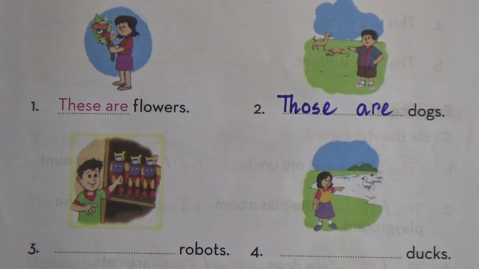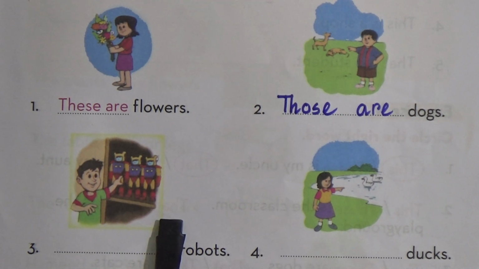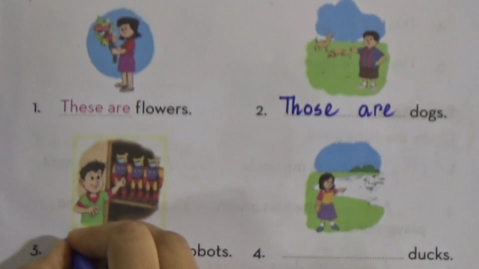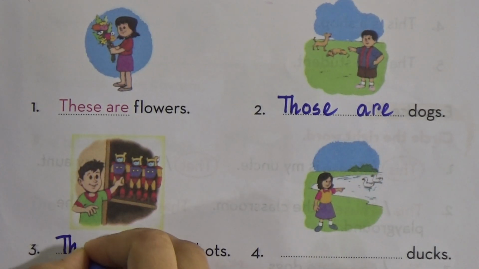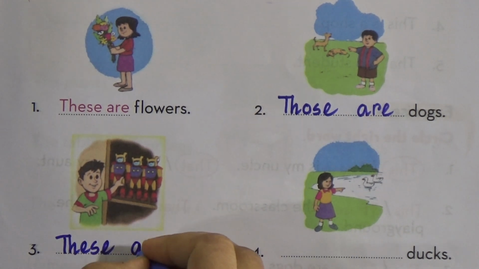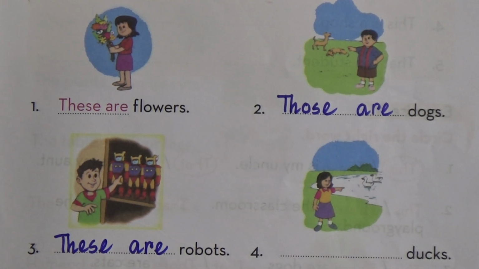Okay, now come to number 3. Here we can see some robots. The boy is pointing at the robots. Are the robots near to him or far away from him? Right, you are. These are near to him. So we will write these are robots.